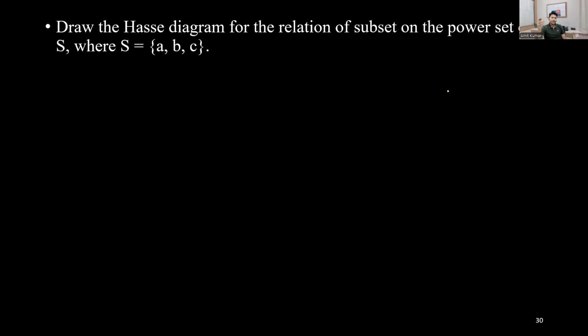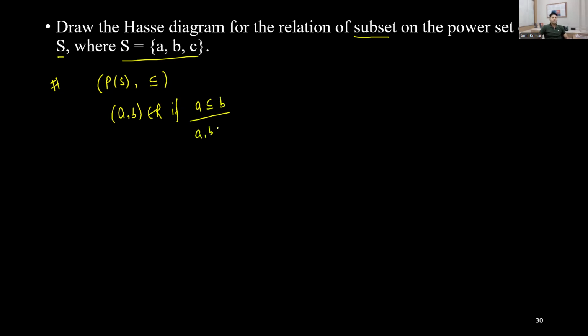Taking one more example. This time they are asking to draw the Hasse diagram for the relation of subset on the power set of S, where S is this set. So what is your poset? The power set of S with the subset operation. That means I can say (A, B) belongs to R if A is a subset of B. This is how the relation R is defined.